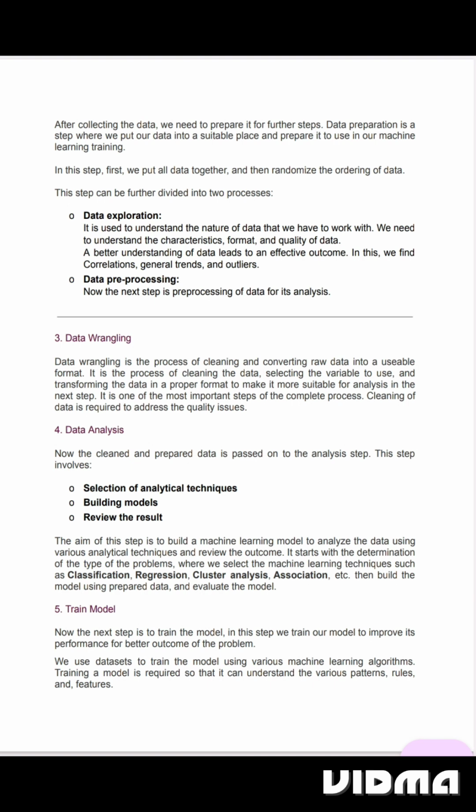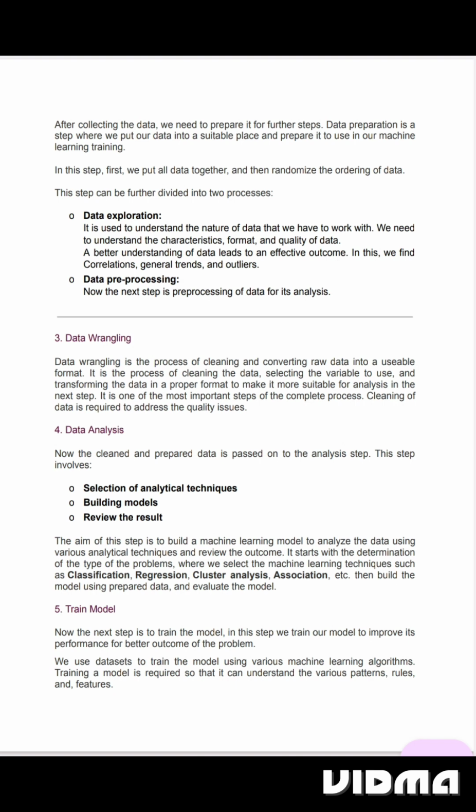2. Data preparation. After collecting the data, we need to prepare it for further steps. Data preparation is a step where we put our data into a suitable place and prepare it to use in our machine learning training. In this step, first, we put all data together, and then randomize the ordering of data. This step can be further divided into two processes.